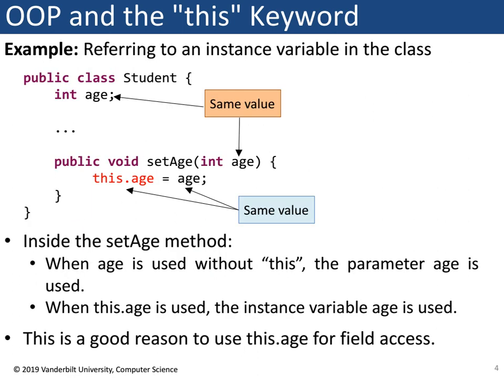So the correct way to write the code from the previous slide would be, here's our instance variable int age, and then we have the same setAge method, and we have age as a parameter to the setAge method, but then inside the method, what we'd actually need to code would be this.age to tell Java, hey, we want to look at the age instance variable that is a part of the implicit parameter this object, and we want to assign that to be whatever value is stored in age.